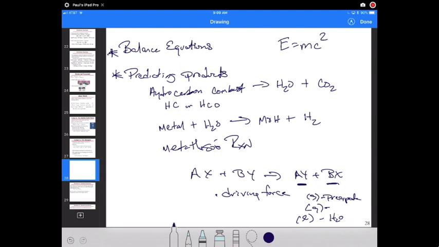And then we will get into something, not this chapter, but a little bit later, what's called a weak acid, which might be the driving force where you create a weak acid, but that's a little bit more complex.